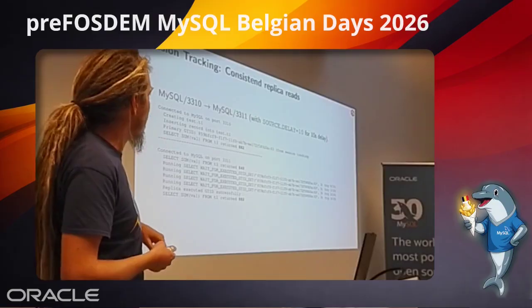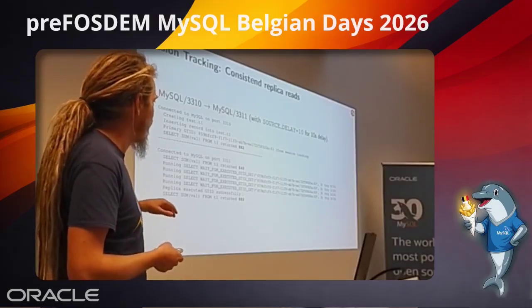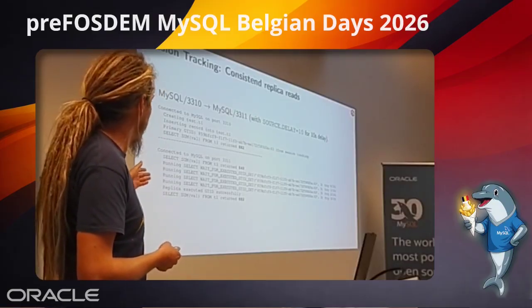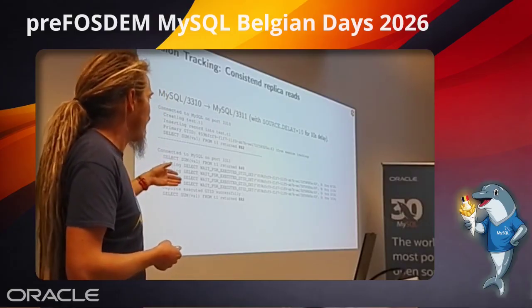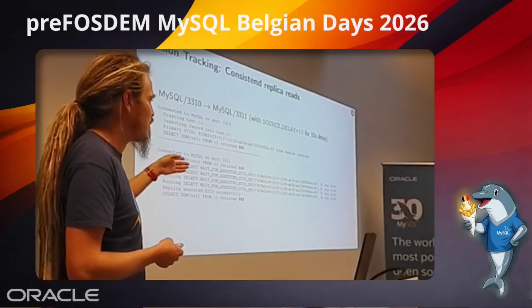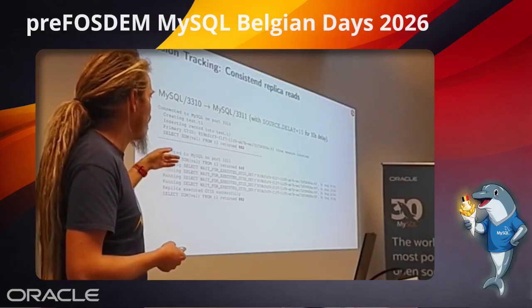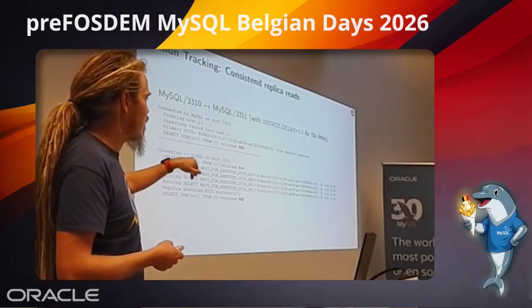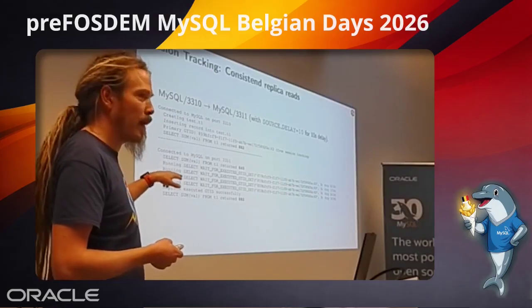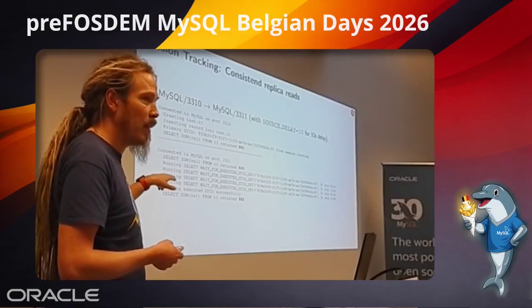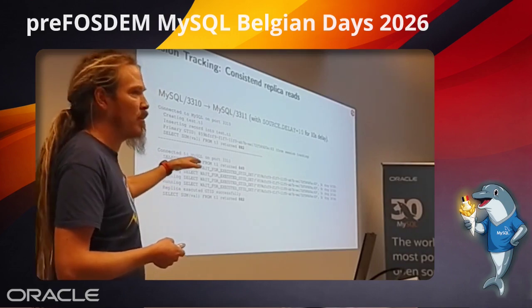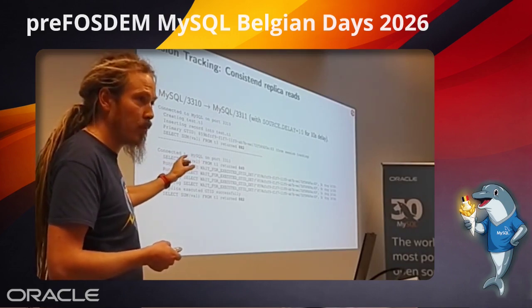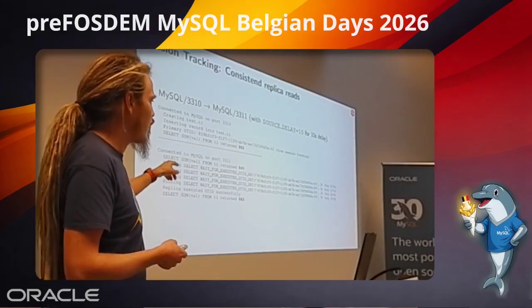So here we have the output of the test program. Note again, this is with a source delay of 10 for a 10-second delay between the primary and the secondary. So we're creating a test.t1. So we create a new table. Then we're inserting a record into test.t1. This is all being done on the primary. Then we get back the GTID.